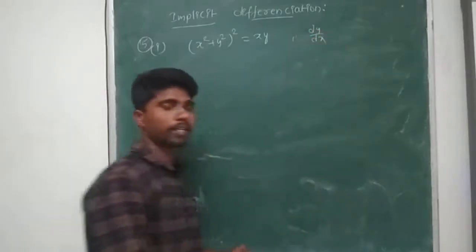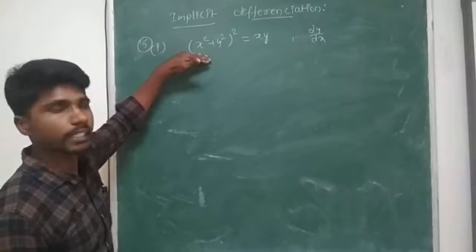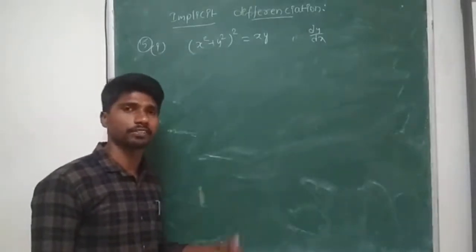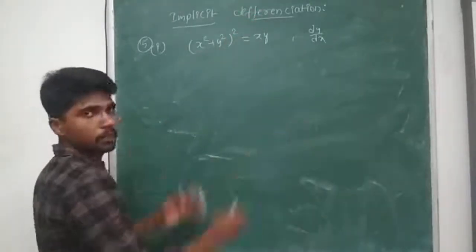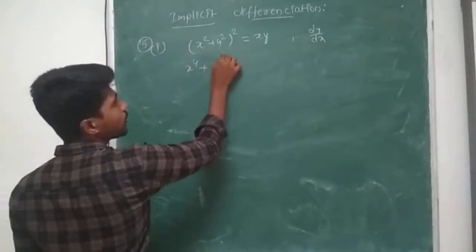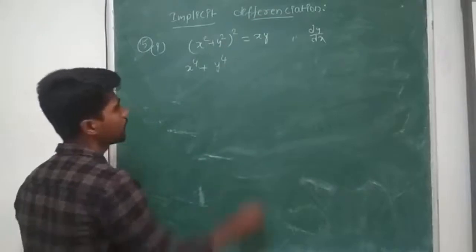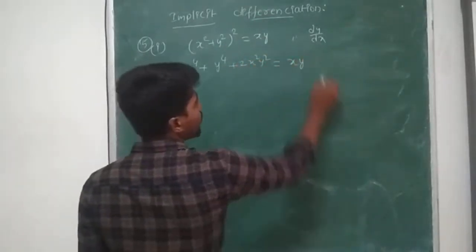So what is the first point? y is expressed in terms of x, that is, y is a function defined in x. So I have x square plus y square, whole square. I just split it using the formula for a plus b whole square. So I get x power 4 plus y power 4 plus 2 x square y square, which is equal to xy.